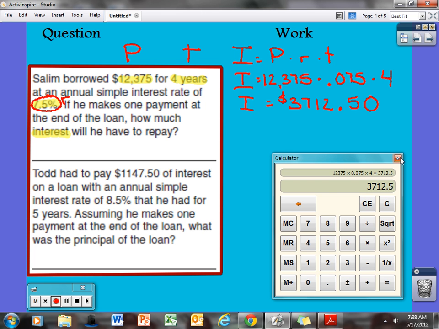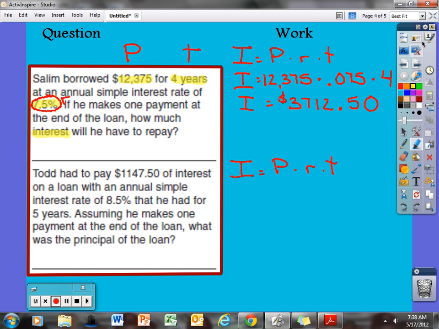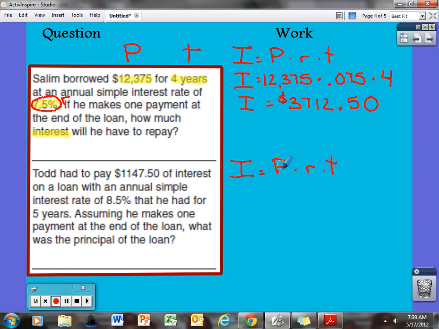Okay, taking a look at the next problem. Todd had to pay $1,147.50 of interest on a loan with an annual simple interest rate of 8.5% that he paid for 5 years. Assuming he makes one payment at the end of the loan, what was the principal of the loan? Okay, I'm going to start with the formula. Interest equals the principal times the rate times the time. If you were listening, they want to solve for the principal of this. So we don't know that, so I'm going to bring that P down, but let's go through this.